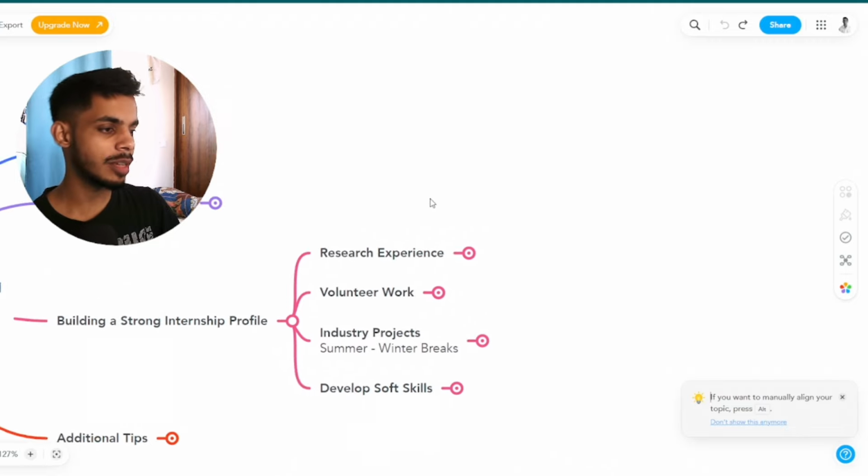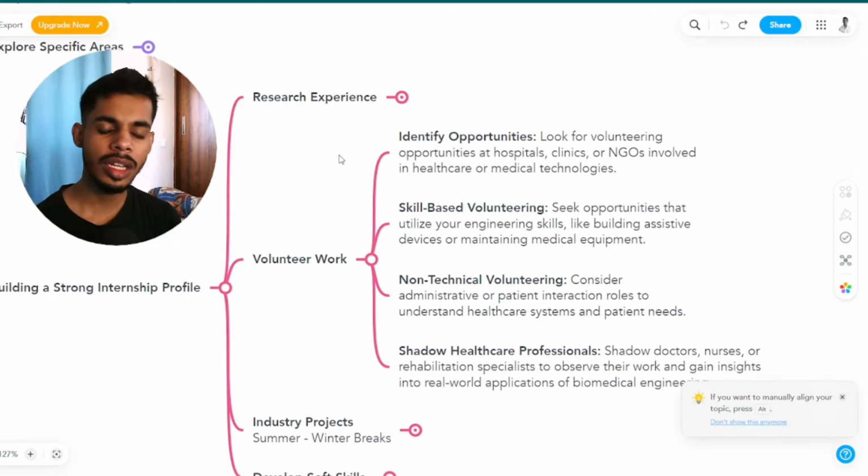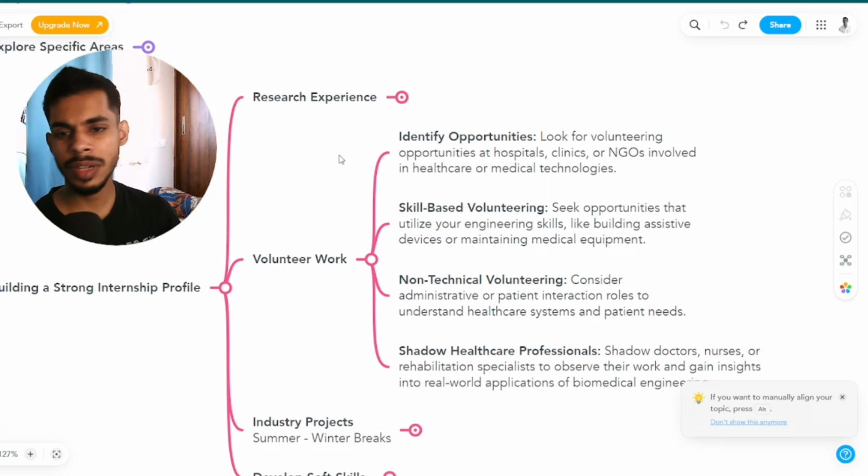Sorry for taking a lot of time, but I have to be specific. Then you can always go on to volunteer work, which is doing work just for helping the society, I would say, without any financial benefits.